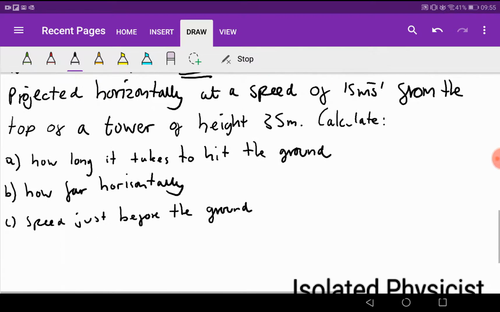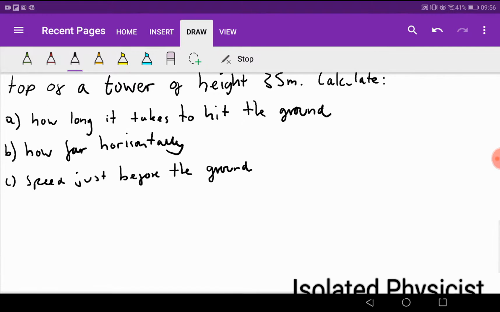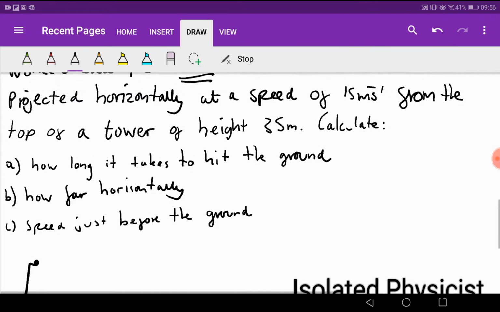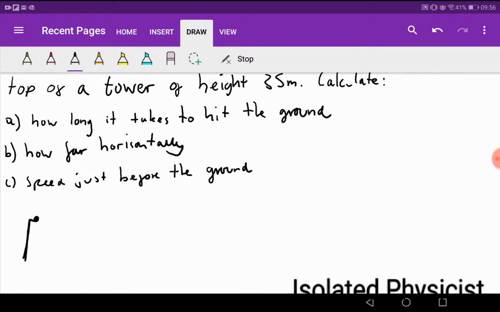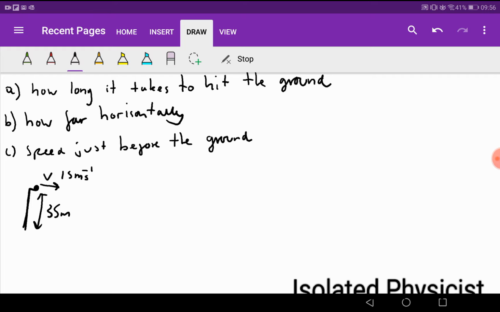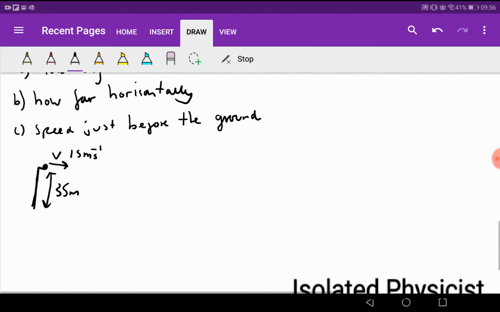Now, I don't really like wordy questions, so I like a diagram, and then I like sorting it out from there. So we've got our tower, and how high is the tower? 35 meters, and v is horizontal only at 15 meters per second. So now what can we do? Well, it's not a lot of information, but it's enough.